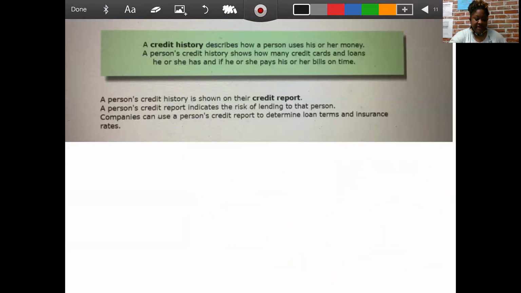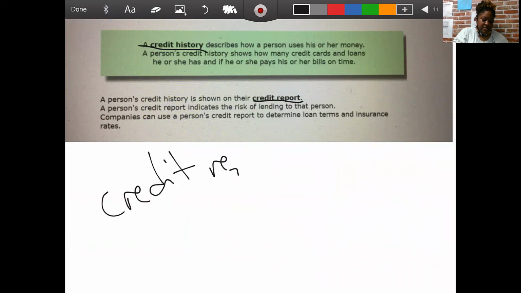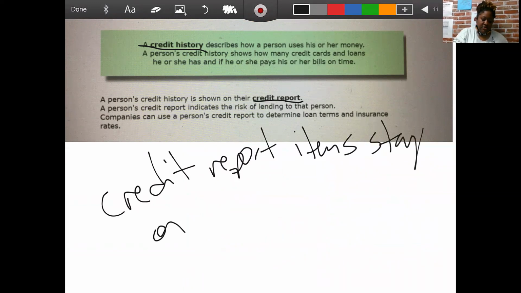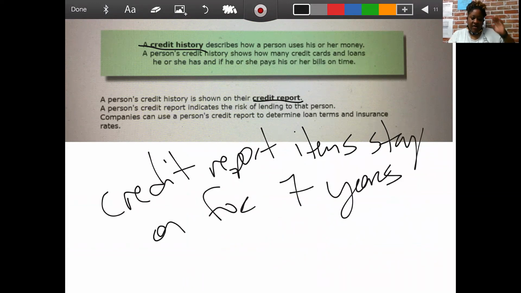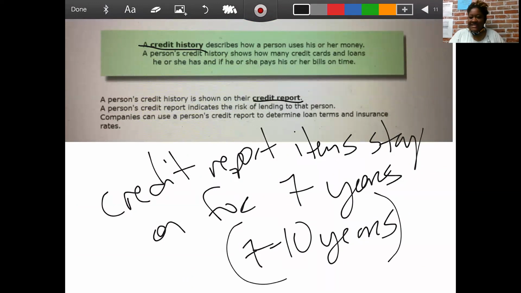All right, credit history. This was a question on your benchmark. So your credit report items stay on for 7 years. Now I do have to say that your answer choice may have been 7 to 10 years. So whatever has 7 years in it, that's what you're going to pick. That's what you need to know, that the things on your credit report stay there for 7 years, and sometimes it is 7 to 10 years, like bankruptcies, things like that, but it's 7 years typically.